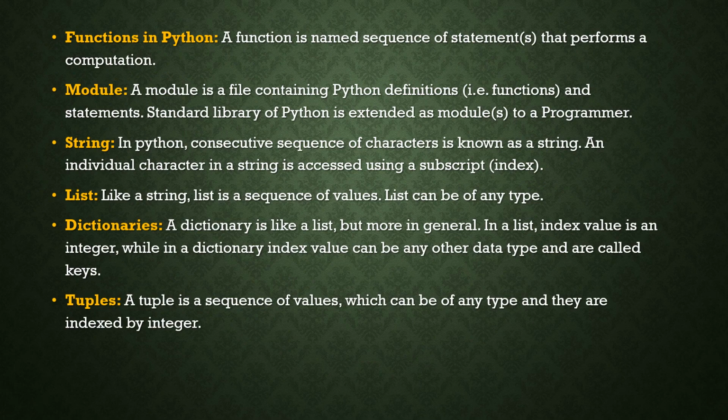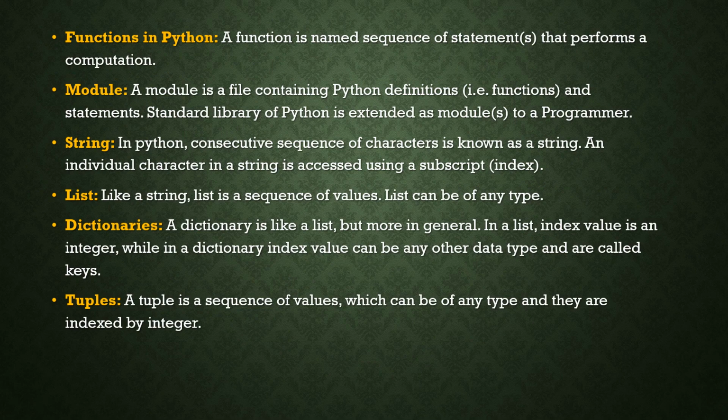Next, list and string. Actually, a string is a sequence of characters. An individual character in a string is accessed using a subscript or index value. It is immutable. A list is just like a string, but it uses a sequence of values. A list can be of any type. It may use strings, numerical values, etc.